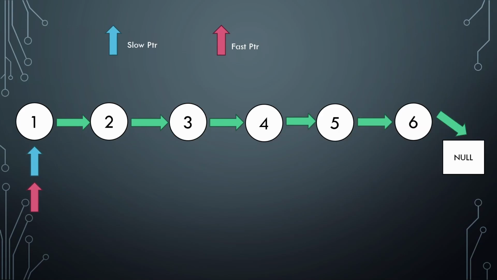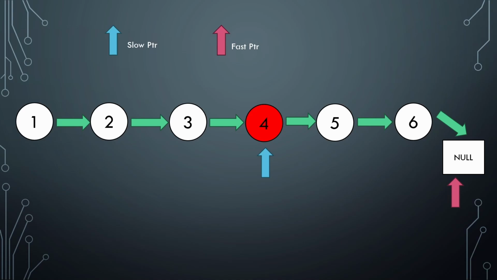Now let us take another case. We always start by the head of the linked list. The slow pointer moves one node while the fast pointer moves two nodes. We continue this process until you see that the fast pointer reaches nullptr. What we will do is check if the fast pointer is equal to nullptr. Then we can return the slow pointer.